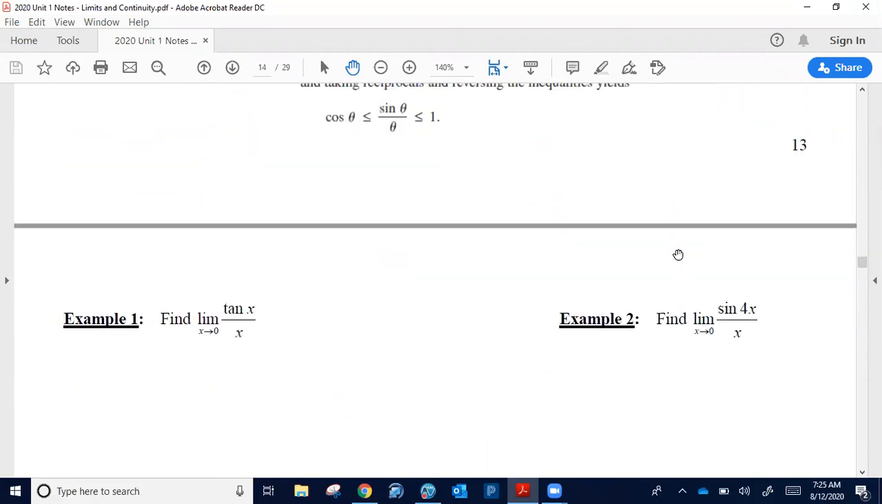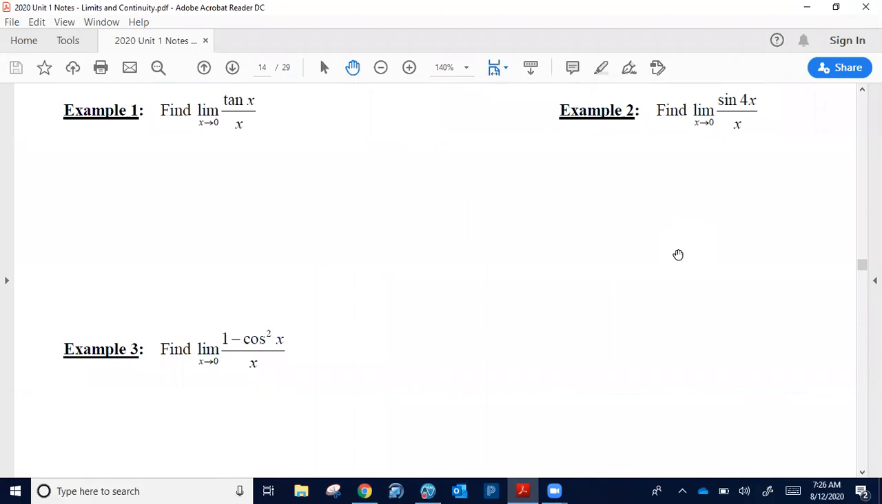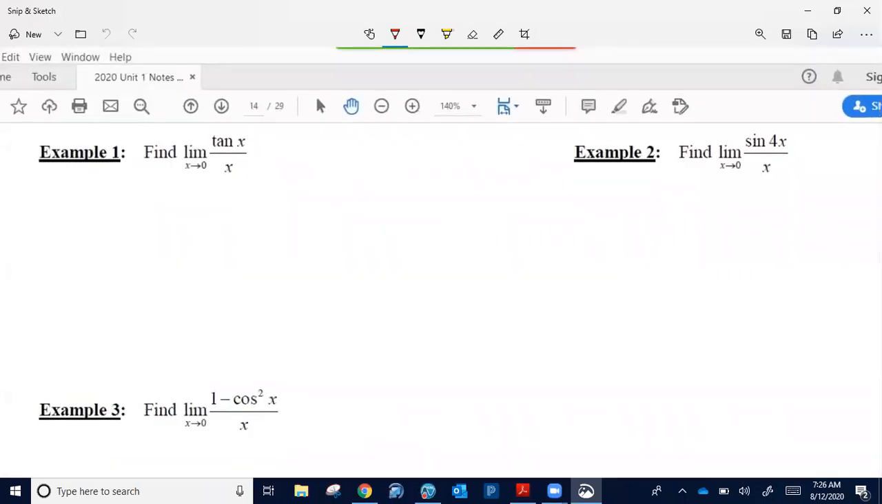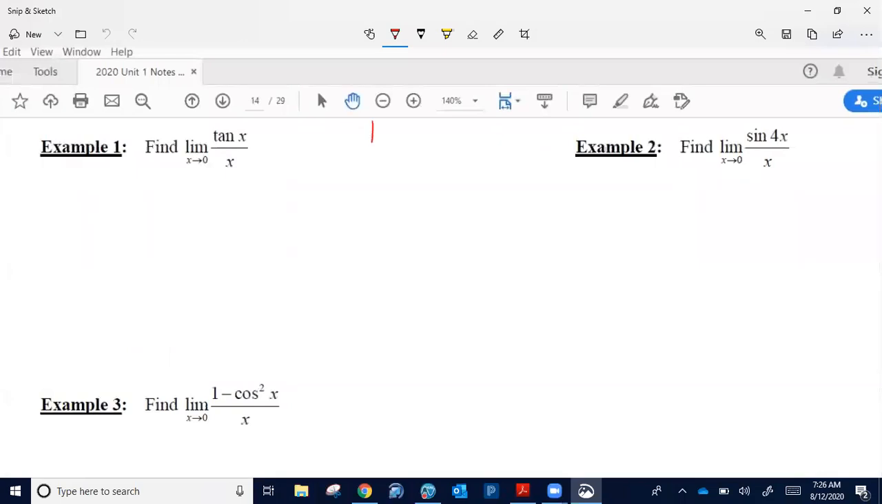But more importantly for us, how do I use that to simplify some limits that typically would not be simple? Again, if I plug 0 into this off to the side, you're going to get a tangent of 0 over 0. Tangent of 0 is 0, and 0 over 0 doesn't work. So we're not in good shape there.